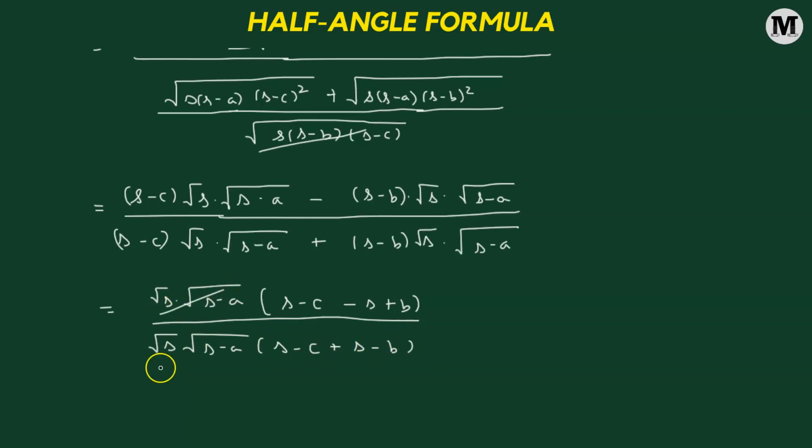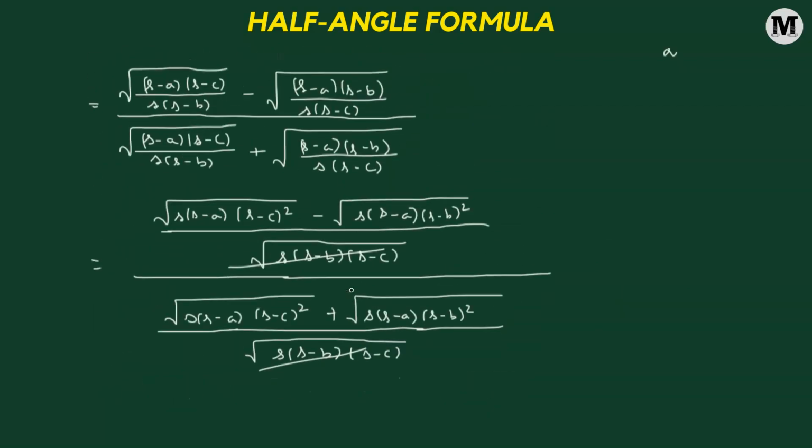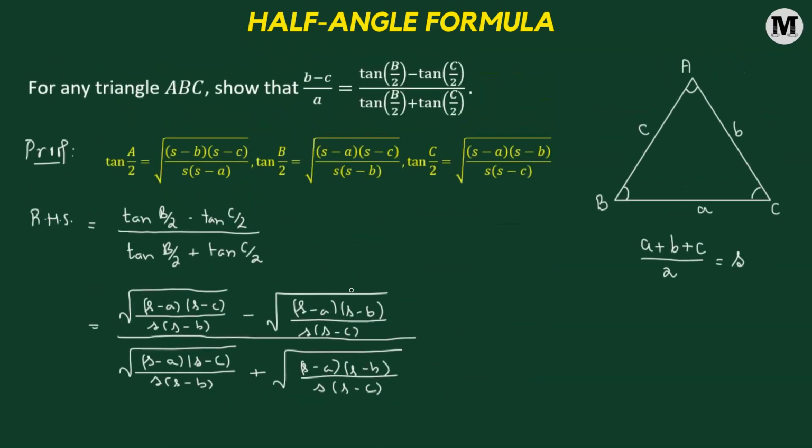Here we can factor out the common terms from the numerator and the denominator. Now we have b minus c divided by 2s minus b minus c. What is 2s? 2s is simply a plus b plus c. So we have a plus b plus c minus b minus c. That leaves us with only a. That means in the denominator we have a, and this is exactly the expression on the left hand side. So we have successfully proved our problem. It's true that for any triangle ABC, (b minus c) over a is given by the following trigonometric expression.